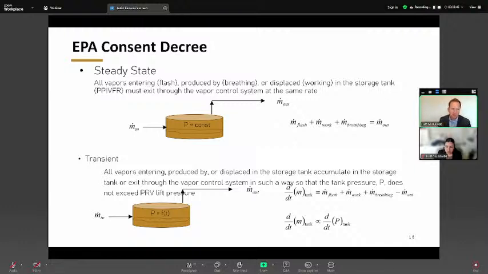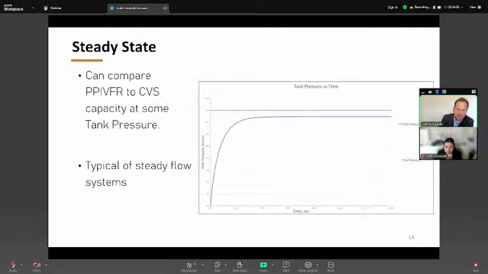And then you also look at your transient behaviors, whether you have plunger lifts, intermittent sources, or compressor dumps, and you want to look at the delta through the delta time of all these inputs coming in. And so we want to piece those together. When you look at the steady state component, you can compare that PPIVFR, that peak potential instantaneous vapor flow rate, to the tank capacity. So in this situation, you've got a steady flow, so you'll ramp up and then hold steady. Those are all your mass inputs, and the red would be your capacity in this case. So typical steady flow systems would look like this.